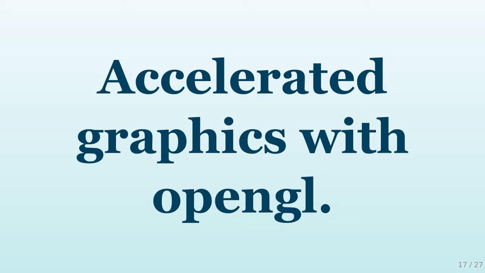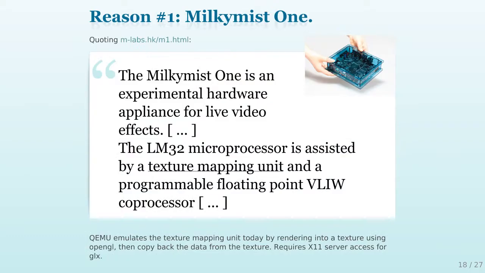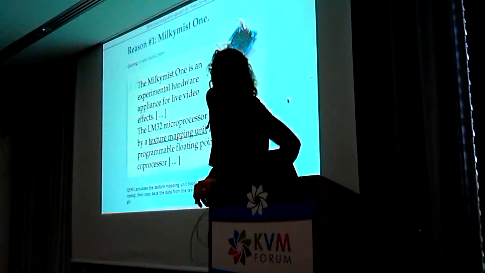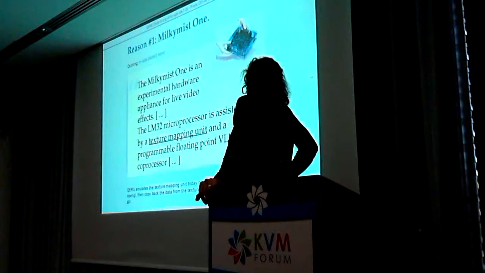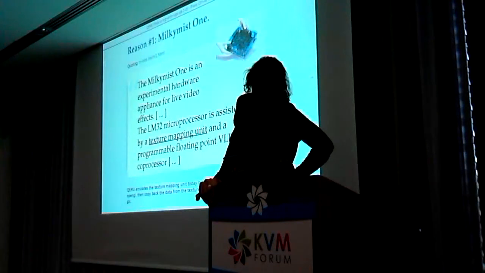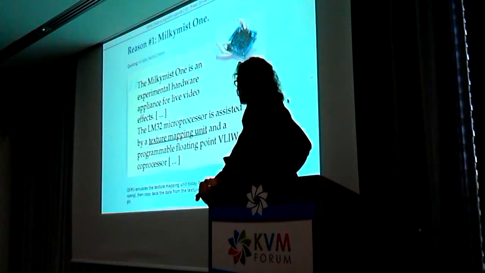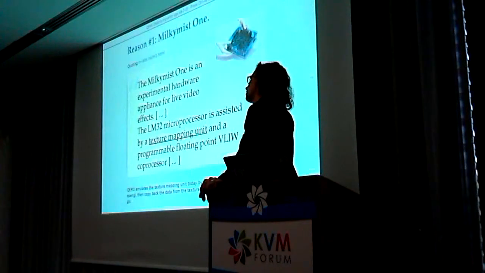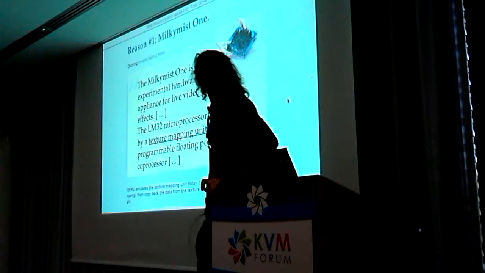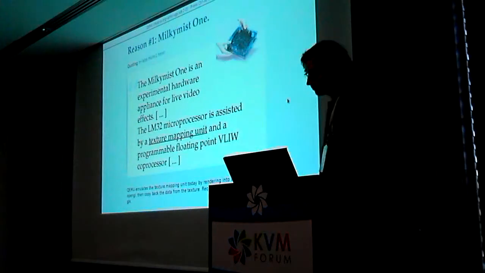So now to the accelerated graphics section. A number of reasons. We already have OpenGL code in QEMU today. And this is for this small box, which exists as a virtual machine model in QEMU, and that has a texture mapping unit for video effects, and this is actually emulated by using OpenGL. And today, this happens by just copying back the data from the OpenGL texture to a display surface. And of course, we want to do it possibly in a more efficient way.